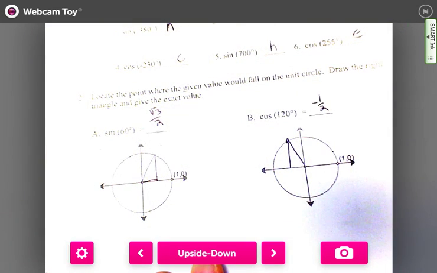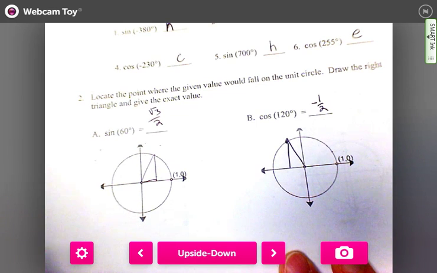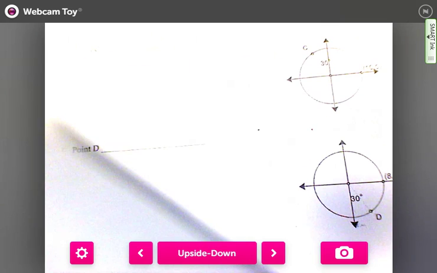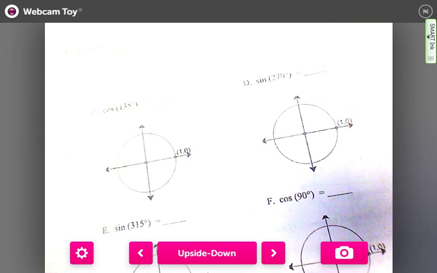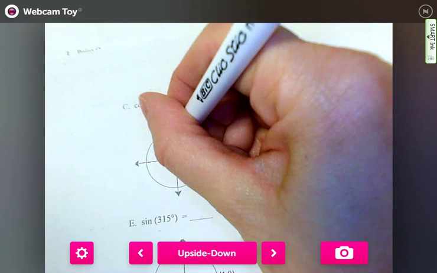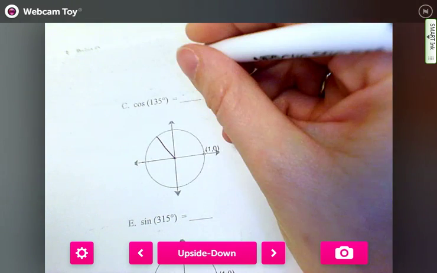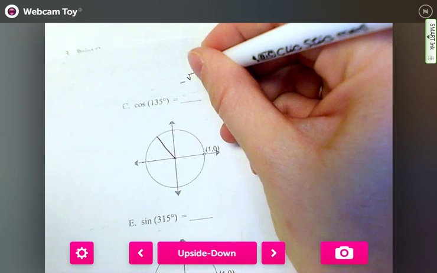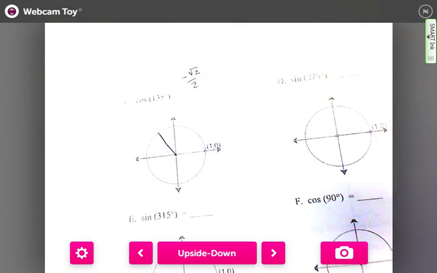Is everybody getting where I'm getting these from? You got your unit circle in front of you? Okay, let's turn it over and look at the notes in the back. We're doing the cosine of 135. I know that's going to be over here. The cosine is the X value. Please don't talk while I'm talking. So that's negative square root 2 over 2.